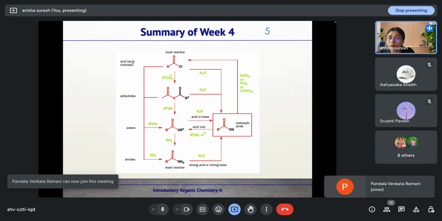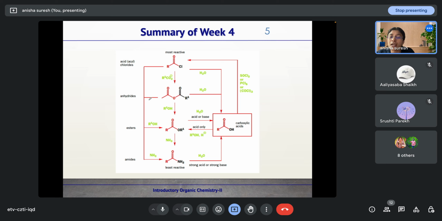So acid chlorides can be easily converted into acid anhydrides, esters, amides, etc. Similarly, anhydrides could be converted easily into esters, amides, etc. And esters could be easily converted into amides. Then amides, in the presence of strong acid or base, could be converted into carboxylic acid.